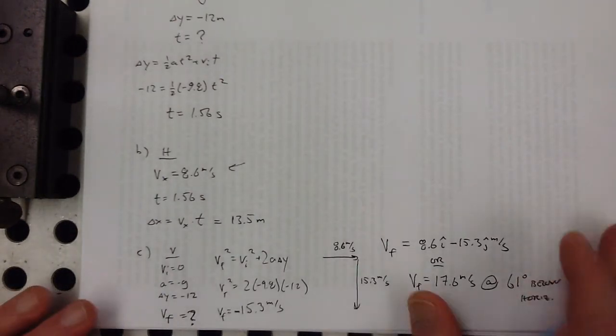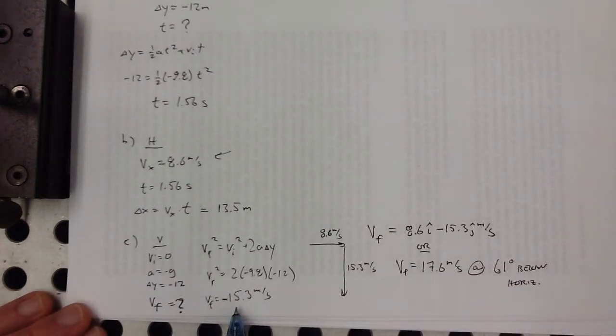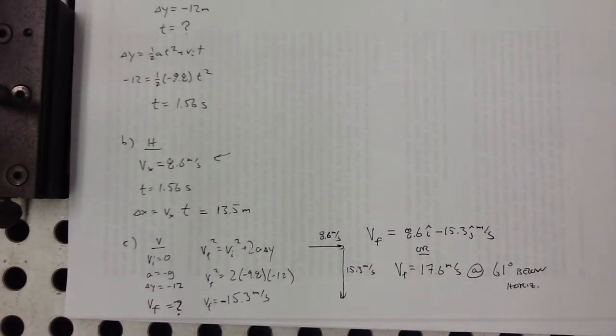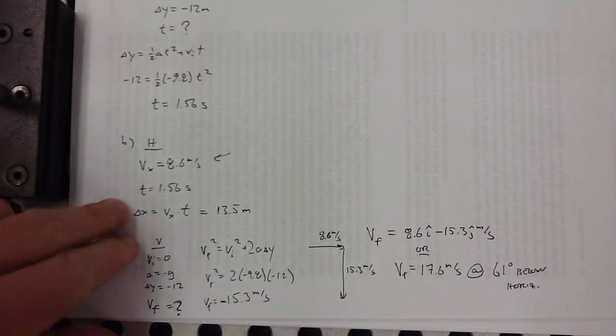What's not okay is to just say that this is the final velocity. That's not the final velocity. That's the vertical component of the velocity. So this boy is going in the horizontal and vertical directions, so you've got to include both of those parts. All right, let's just do 5 because we're almost there.